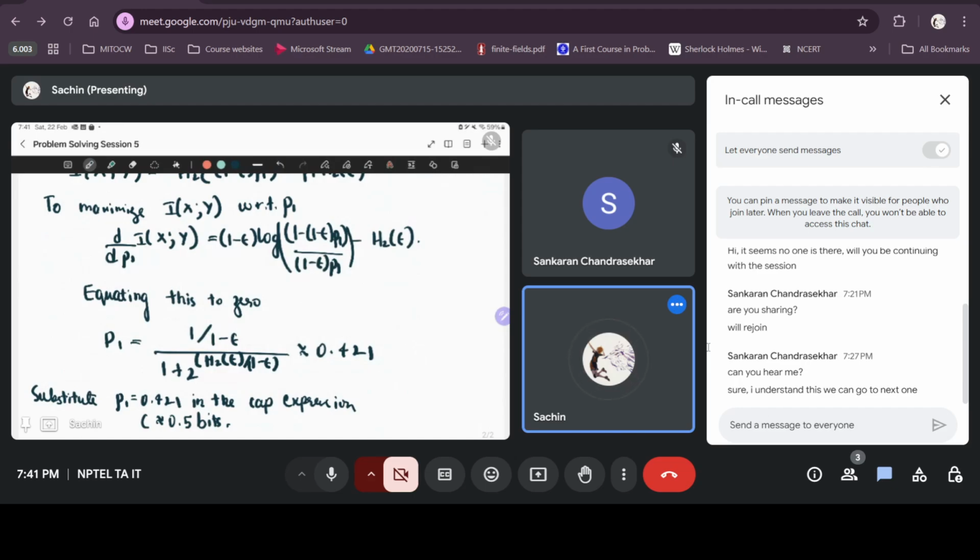So all the intermediate mathematical steps are left to you. I'm only giving the method to solve the problem. Differentiating with respect to p1, then substituting the value of epsilon to find p1, and then substituting back the value of p1 and epsilon to find I of xy. All that is left to you.